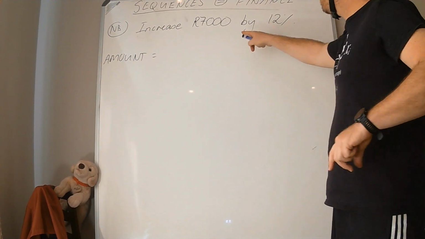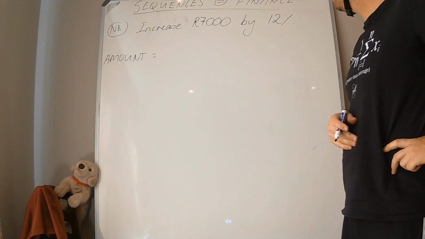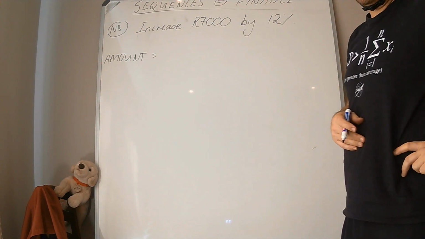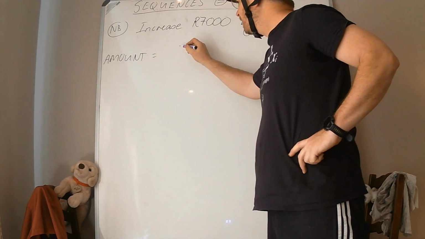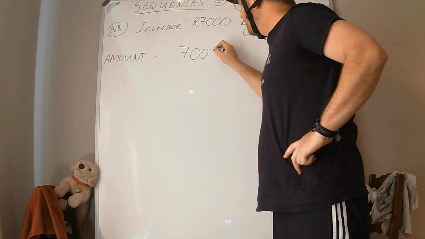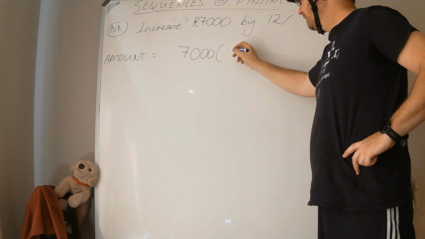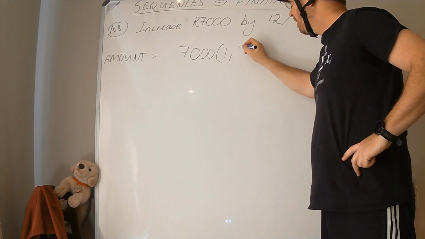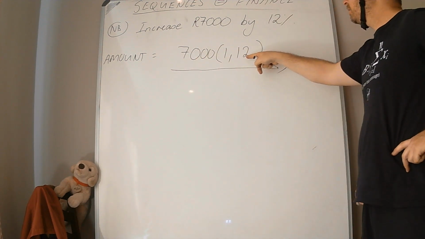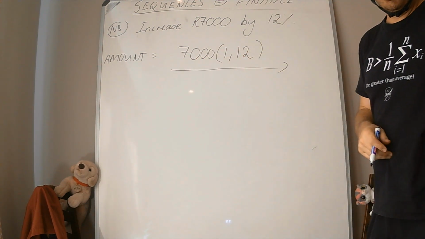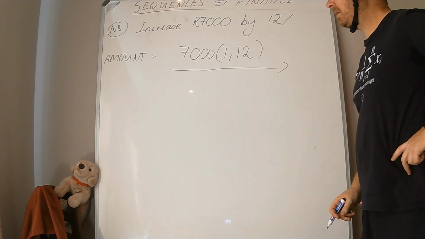Right, try to do this one on one line. In order to increase 7,000 Rand by 12%, write down how we would work that out in one simple step. It's going to be 7,000 times 1 plus 12%, which is going to be 1.12. So that's how you'd increase by 12%, 1.12. That's not the interest you're getting, that's the amount after interest has been applied.